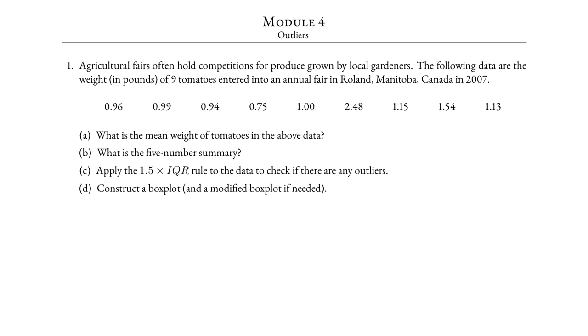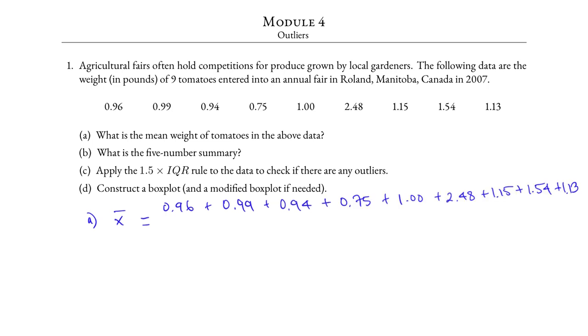To find the mean, we will take the sum of all of these numbers. The mean is denoted x bar. We take 0.96 plus 0.99 plus 0.94 plus, and we keep adding until all of the numbers appear in the sum. If there is a repeated number, we still need to add it to the sum. And then we divide it by the count. There are 9 observations. The numerator is 10.94. The denominator is 9.